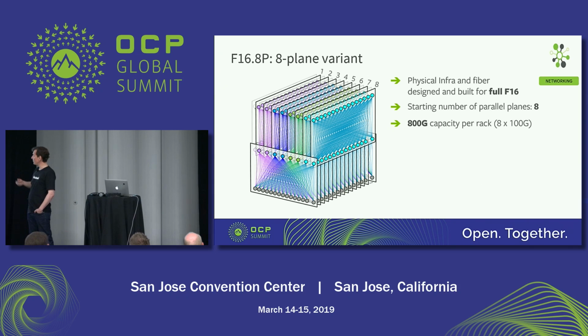We also have an 8-plane variant of F16, which we call F16 8P. For this, physical infrastructure, fiber, all long lead time items, we are building as for full F16 from day one. But the number of active planes at the start is just 8. This also gives us near terabit capacity per rack.